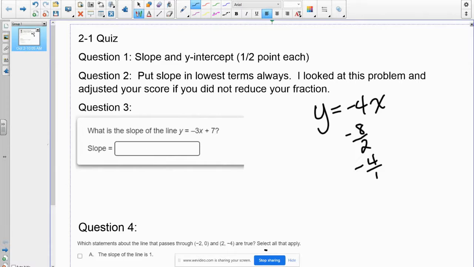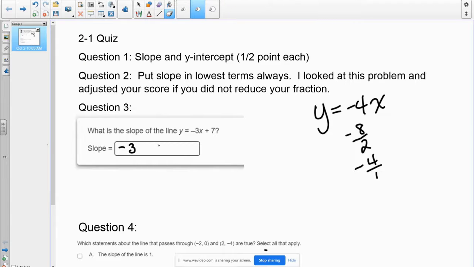Question 3, I just put it right here. Question 3 says, what is the slope of this line? A lot of you put -3x. Technically, I gave you the point. Be careful, because in the future I probably won't. The slope is just the m, so it should just be -3.